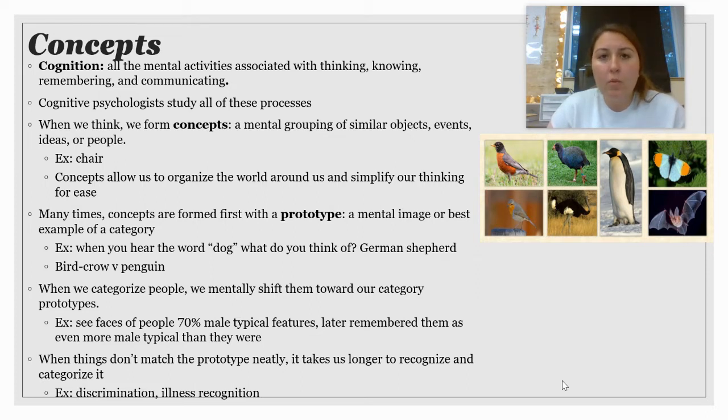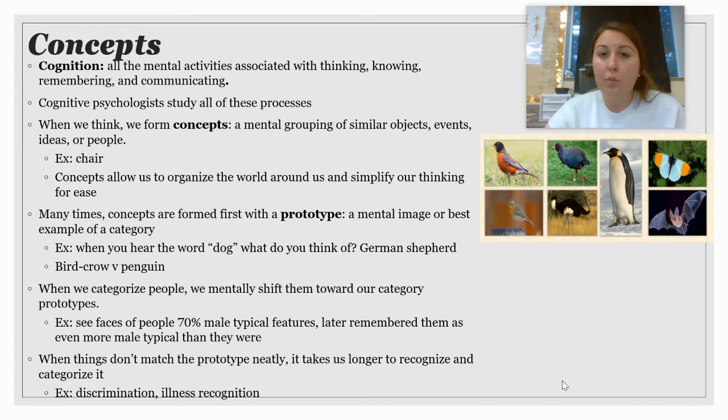Now, a lot of the times when we have a concept, it's organized around what we call a prototype, which is a mental image or your best example of that category. So, for example, if I tell you to think of a dog, my prototype of a dog is a German Shepherd. That's the image that comes to mind when I think of a dog. Now, for a bird, if I asked you what's more of a bird, people are quicker to recognize a crow as a bird than a penguin as a bird, because a crow is usually closer in similarity to the prototype for bird versus a penguin.